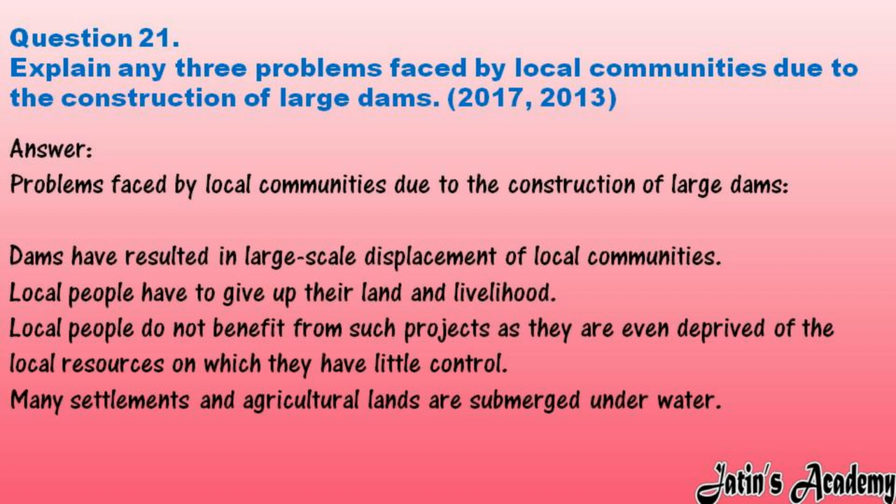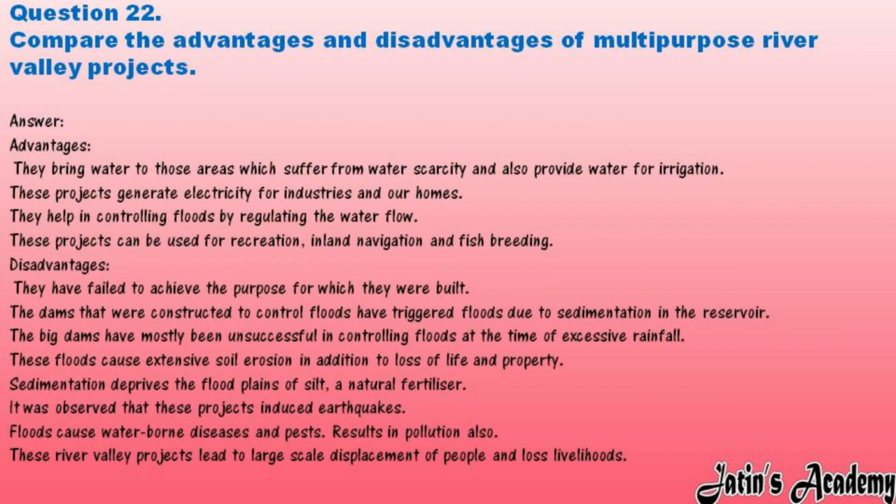Dams have resulted in large-scale displacement of local communities. Local people have to give up their land and livelihood. Local people do not benefit from such projects, as they are even deprived of the local resources over which they have little control. Many settlements and agricultural lands are submerged under water. Question 22. Compare the advantages and disadvantages of multipurpose river valley projects.